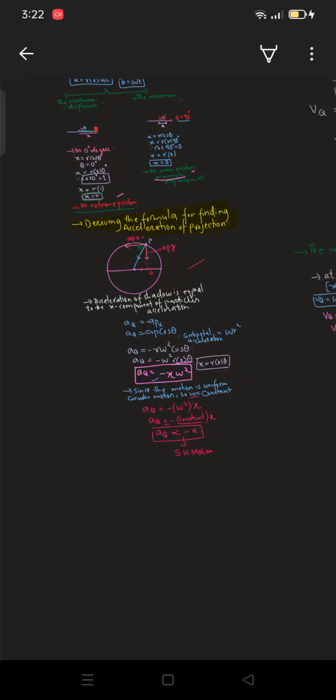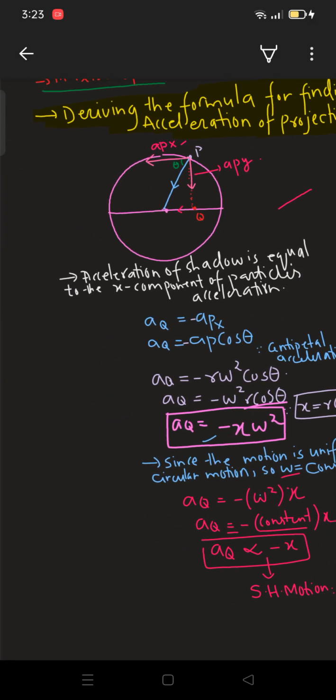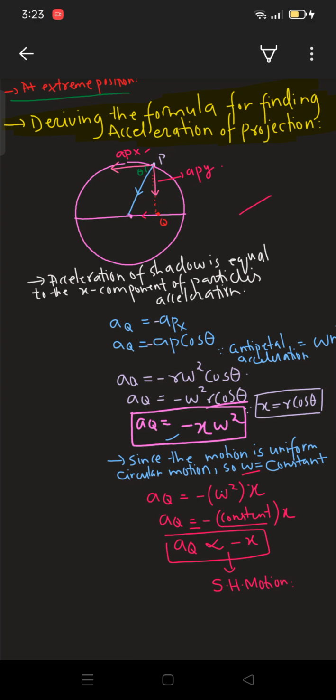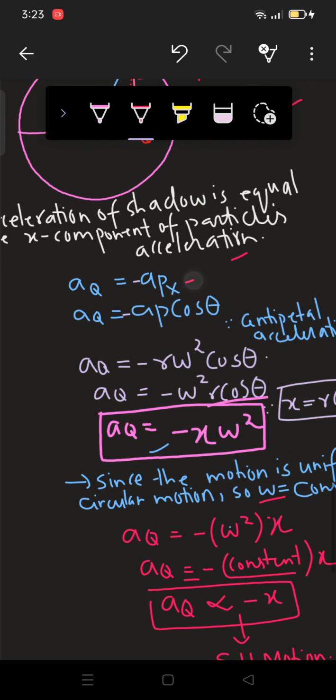Okay, so as in the last video, we have derived the formula for finding the acceleration of a projection of a particle which is moving along a uniform circular path, right? We know that the acceleration of the shadow is equal to the x component of the particle's acceleration, so we made both equal. AQ is equal to minus APX, and when we remove this x, we're going to have cos theta, so minus AP cos theta.